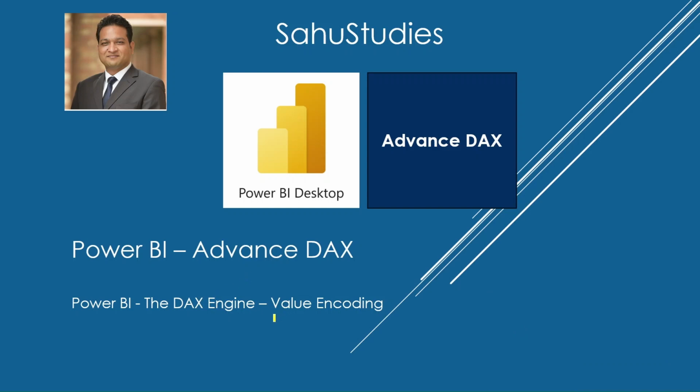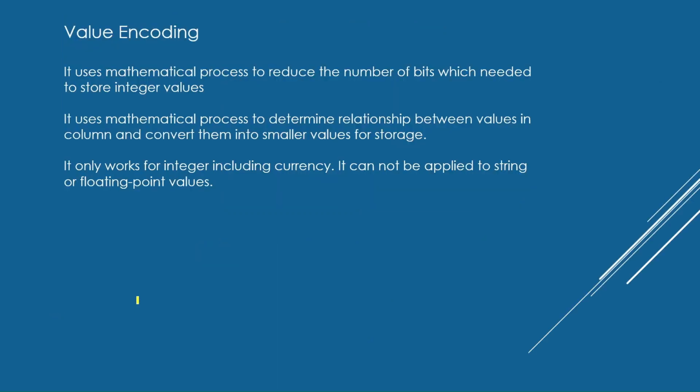In this video, we are going to discuss value encoding in Power BI. So, value encoding uses a mathematical process to reduce the number of bits needed to store an integer value. It uses a mathematical process to determine the relationship between values in a column and convert them into smaller values of storage.